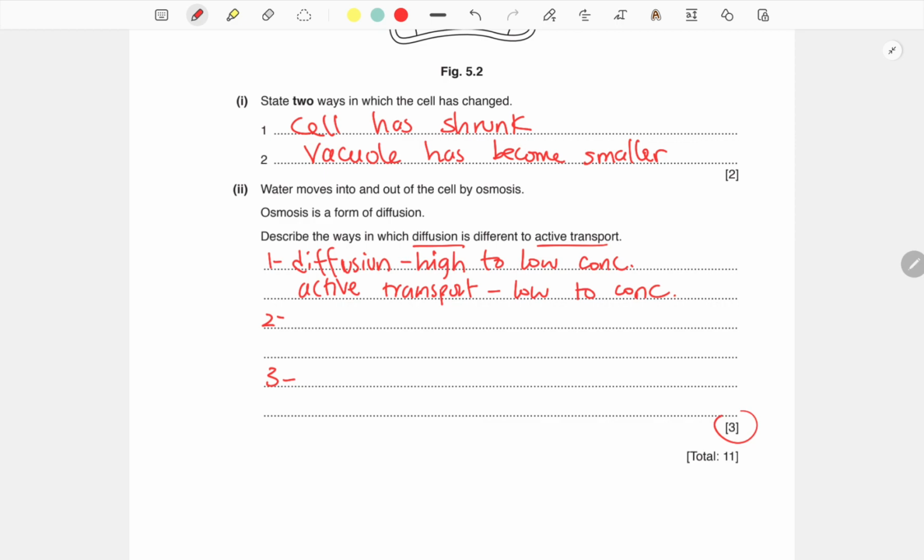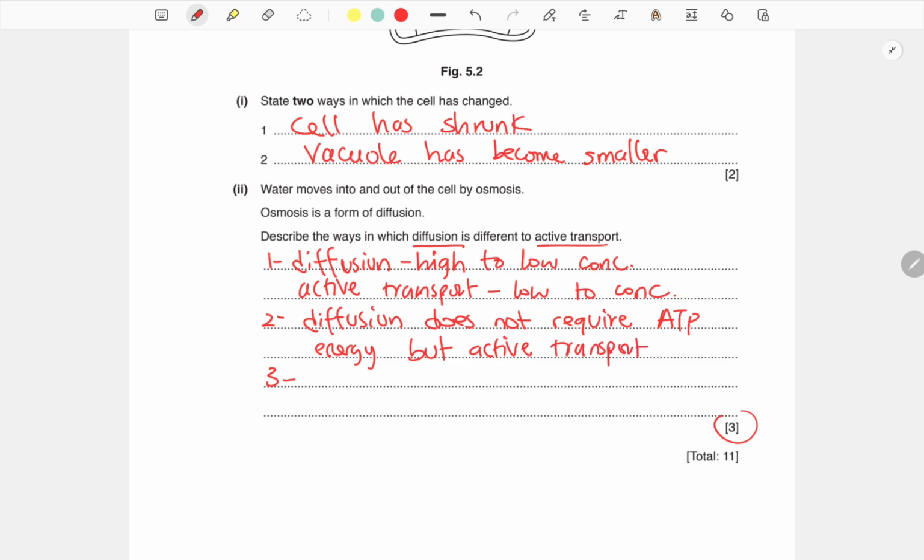And I'm just jotting down bullet points because of time restraint, but in the actual exam, you should write sentences. For example, the first one would be diffusion involves the movement of particles from high to low concentration, whereas active transport moves particles from low to high concentration. And number 2 would be that diffusion does not require energy. It is a random process, so it does not require ATP energy, but active transport does.